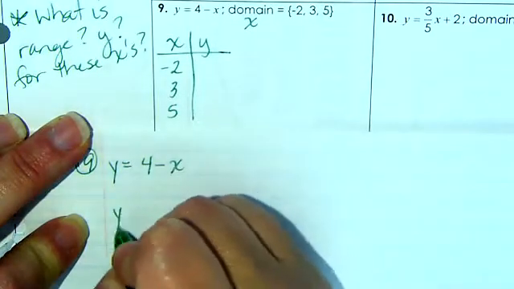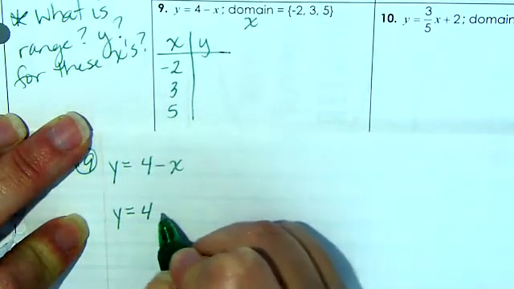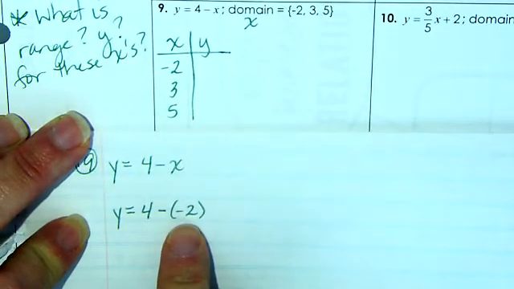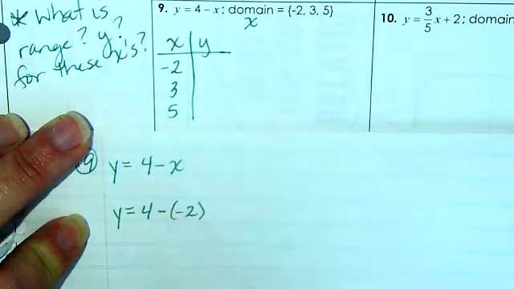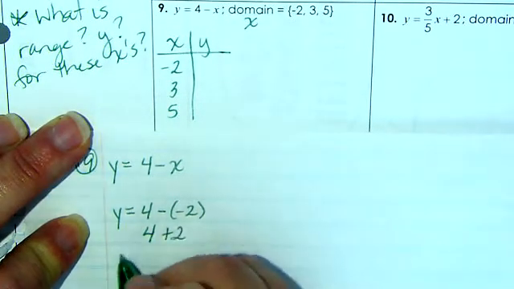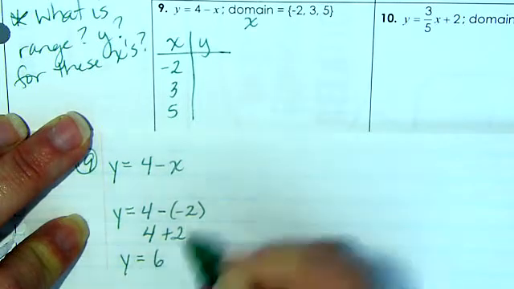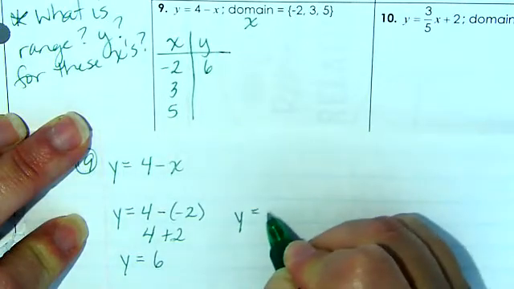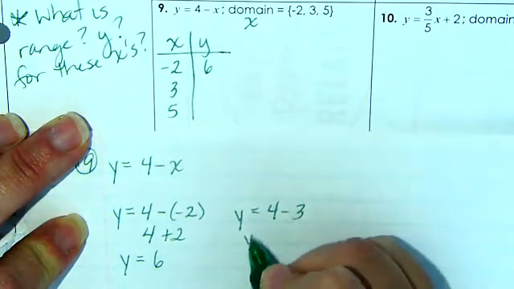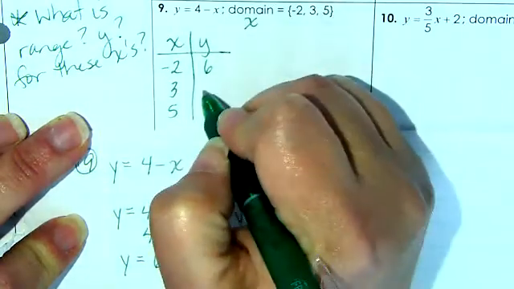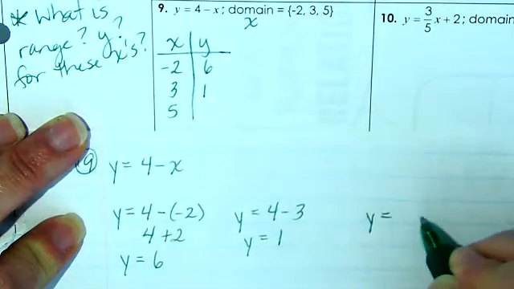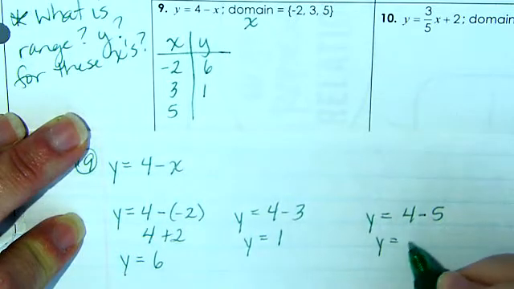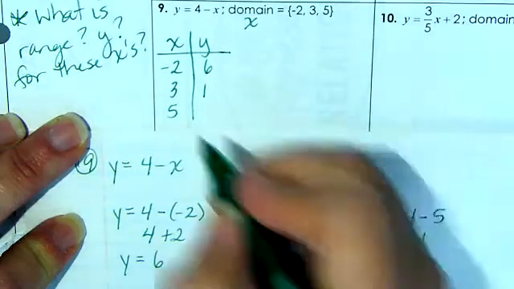So that means I'm going to have y equals 4 minus -2. Put it in parentheses because it's the negative number, so that you remember that's a double negative, which gives you 4 plus 2. So the y value equals 6. And then we have y equals 4 minus 3. So y equals 1. And then we have y equals 4 minus 5, which means y equals -1. You've got to follow your integer rules.